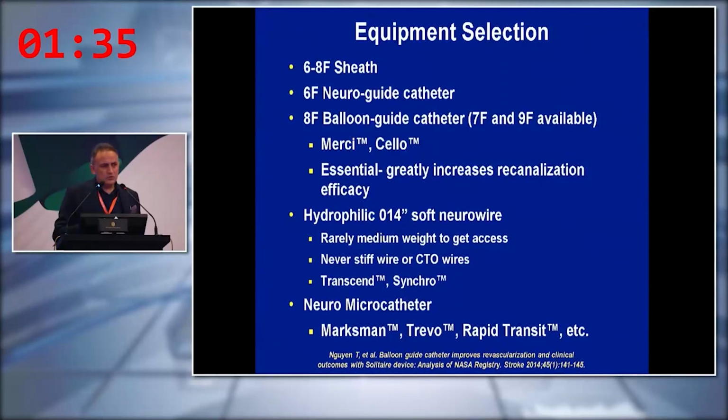So most of the time we use a 6 to 8 French sheath, and routinely we now use a neuroguide catheter like Sophia. Balloon guiding is very helpful. We have Mercy, Cello, and the others.